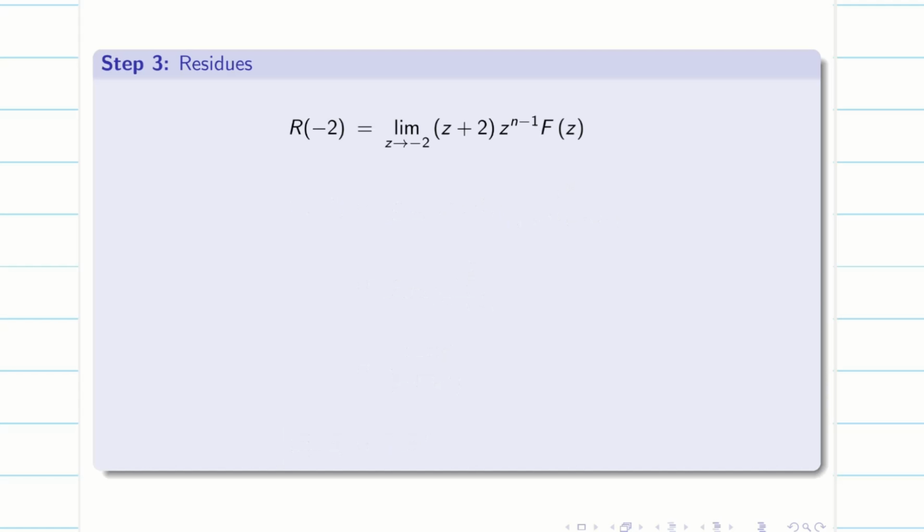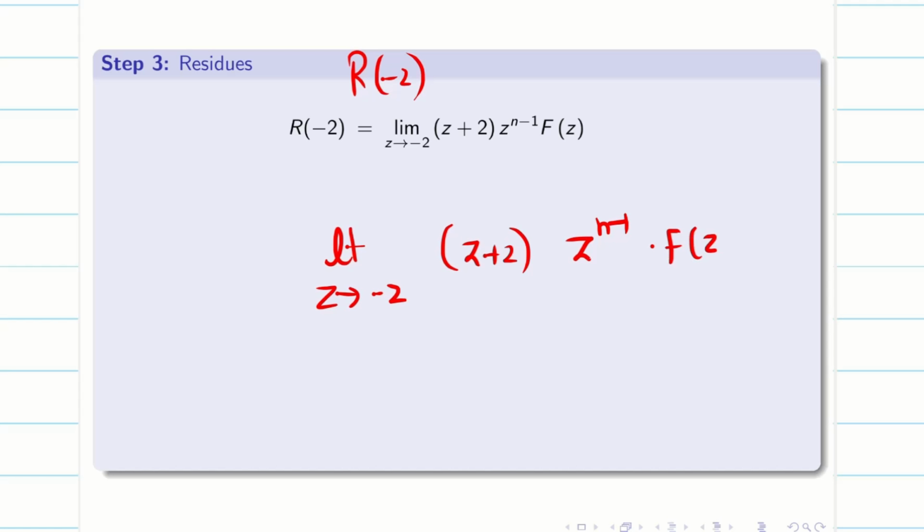Next, similarly, I have to find the residue at minus 2. This is also a simple pole. So, I can write this as limit z tends to minus 2, (z plus 2) z power n minus 1 into capital F of z. From step 1, I know this.